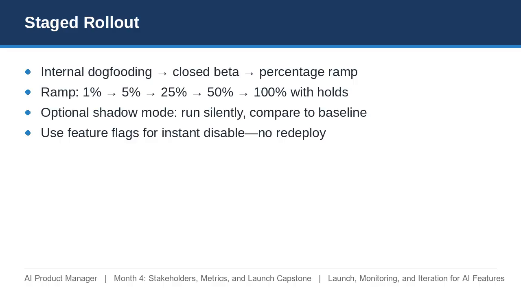Never go straight to 100%. Start with internal dogfooding, then a closed beta of friendly users, then ramp by percentage: 1, 5, 25, 50, and finally 100, holding at each stage to observe. Shadow mode lets you run the model on real traffic without showing users, comparing it to the existing system. And always wire it behind a feature flag so you can kill it instantly.